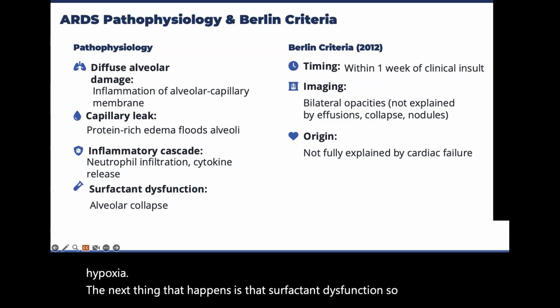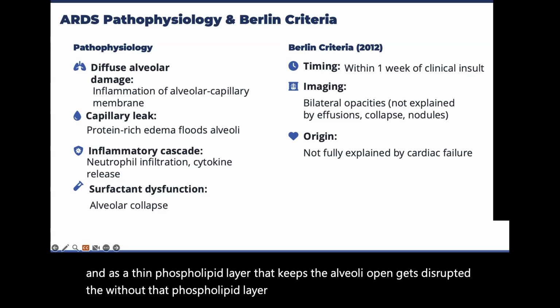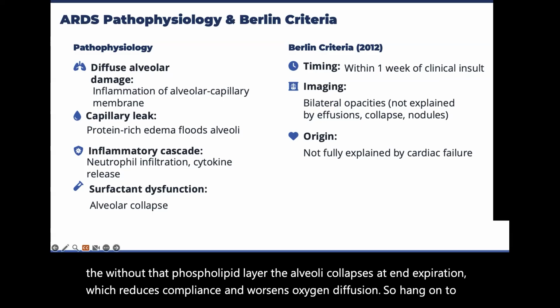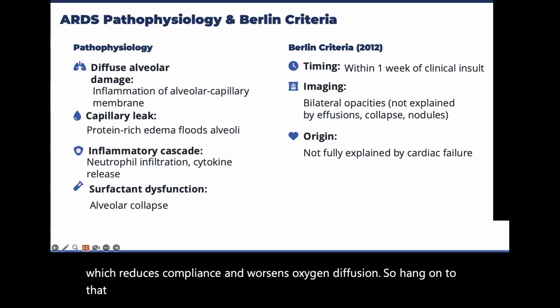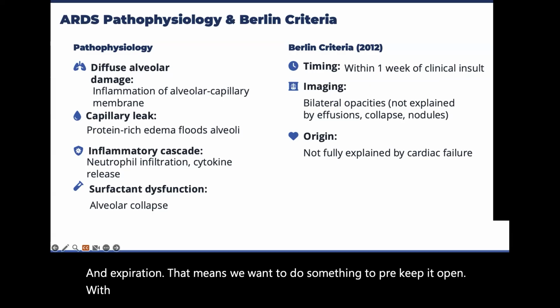This follows, as the thin phospholipid layer that keeps the alveoli open gets disrupted. Without that phospholipid layer, the alveoli collapse at end expiration, which reduces compliance and worsens oxygen diffusion. So hang on to that. Alveoli are collapsing at end expiration. That means we want to do something to keep them open at end expiration.